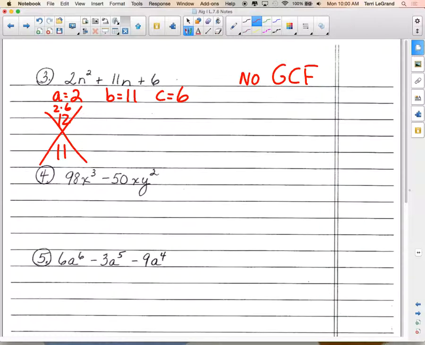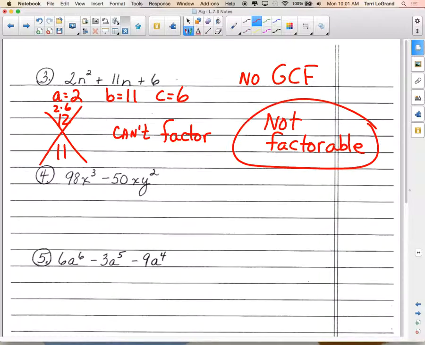We can't factor. There is nothing that multiplies to be 12 and adds up to 11, so we would say this one is not factorable. You better figure out some other way to solve this one if it's in an equation.